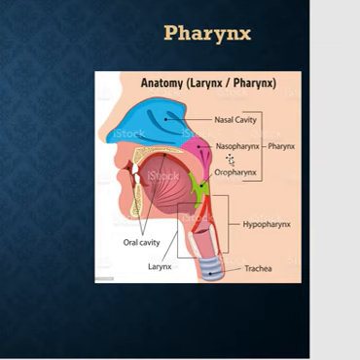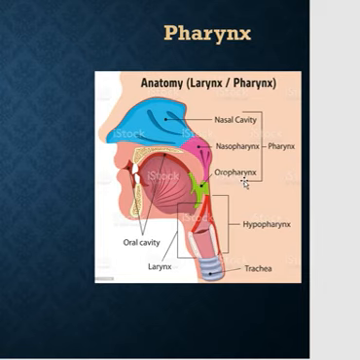It has a nasal area, the nasopharynx, and then the oropharynx. This is based on its anterior relation. For example, the nasopharynx is posterior to the nasal cavity. The oropharynx is posterior to the oral cavity, and of course, the laryngopharynx is posterior to the larynx.